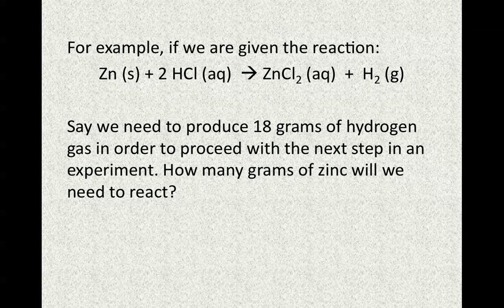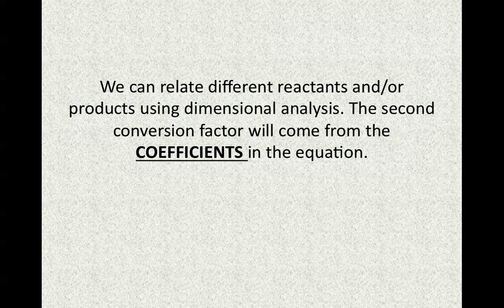So say we need to produce 18 grams of hydrogen gas in order to proceed with the next step in an experiment. How many grams of zinc will we need to initially react to get that 18 grams? This is what actually happens in a lab, and these calculations are a pretty important tool that we use in chemistry. So we can relate the different reactants and/or products using dimensional analysis.